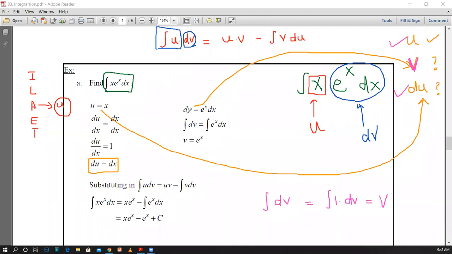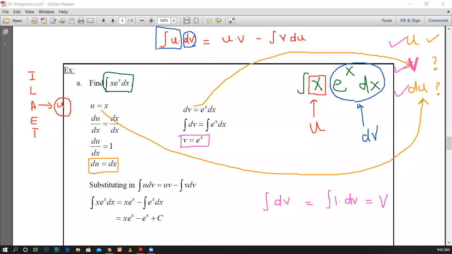Then if you apply the integration to the left hand side as well as the right hand side of the equation, we will end up with the integral of dv equals the integral of e to the power x dx. If you perform the integration on the left hand side, we will get v, and on the right hand side we will get e to the power x, since the integral of e to the power x dx is equal to e to the power x. Therefore, now we have identified a quantity for v also. Now all the requirements are fulfilled.